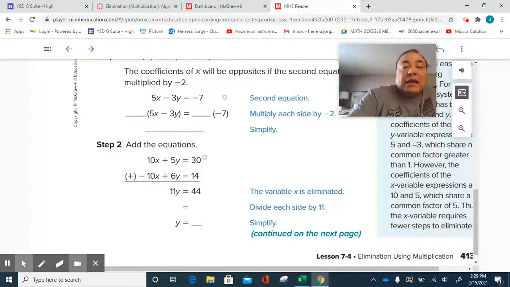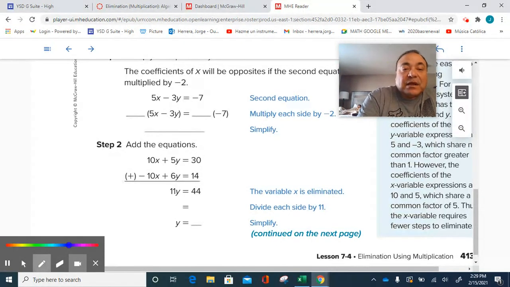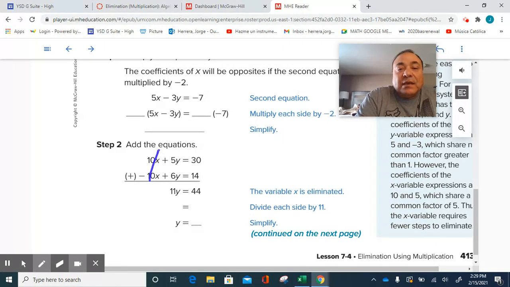Then here, guys, we add. After we're done with this, we're going to come here and add this. If we do add here, these two are going to go away, and we add the 5y and the 6y, and we get 11y.